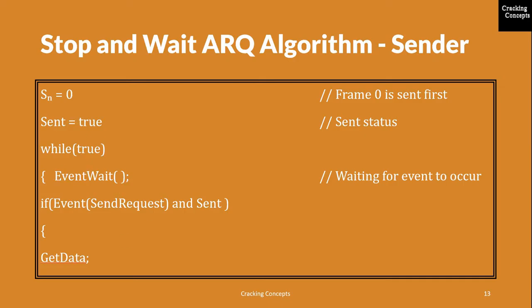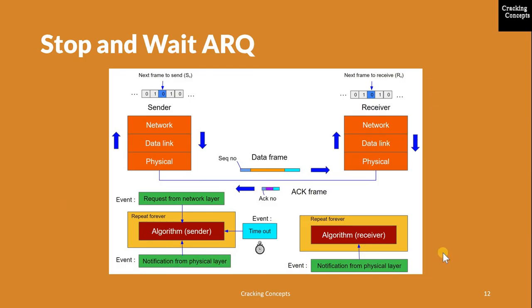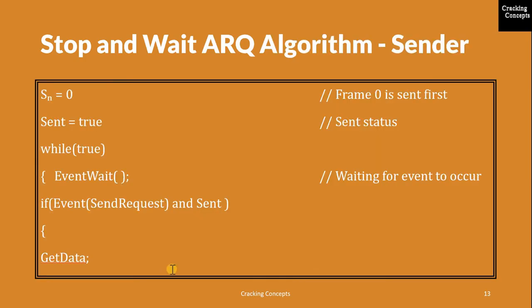Now we need an infinite loop to deal with both the sender and the receiver side. That is why we have set the loop as while true. Now we go for an event wait, that is either a send or a receive. Now the sender is in waiting stage.